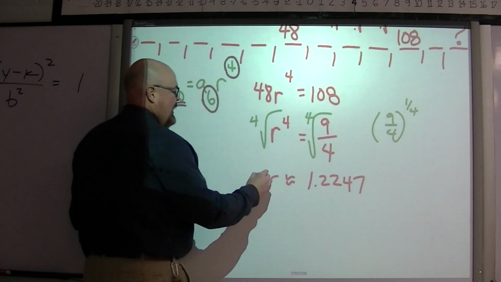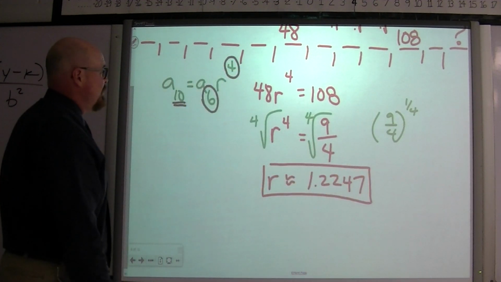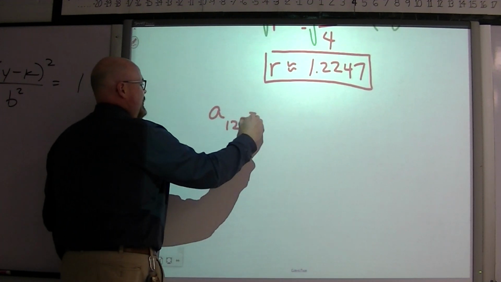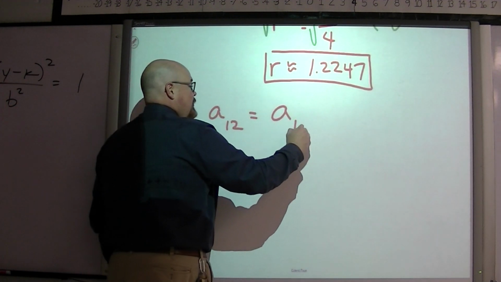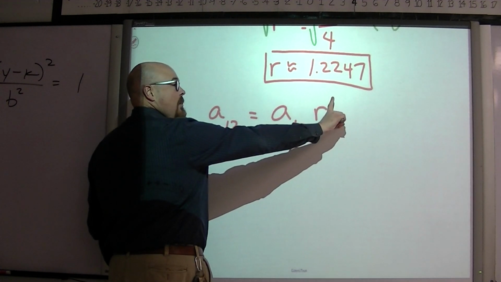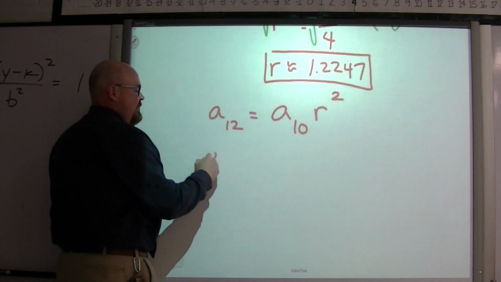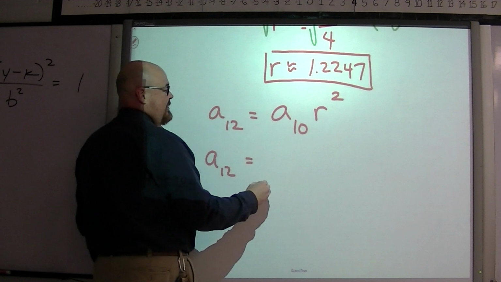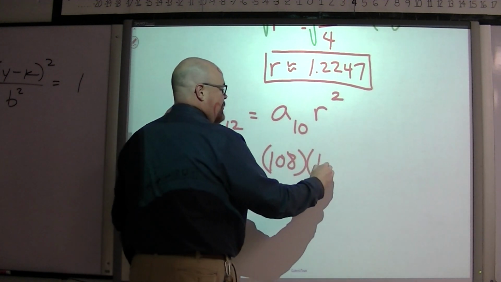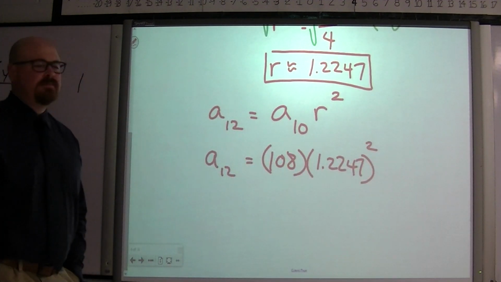But now that I know what the common ratio is, if I want to get the 12th term, let's set up one of these equations again. The 12th term in a geometric sequence, I could use the 10th term and multiply times the common ratio how many times? 2 times, right? So the 12th term can be found by taking 108, which is the 10th term, and multiplying it by this squared. Okay.